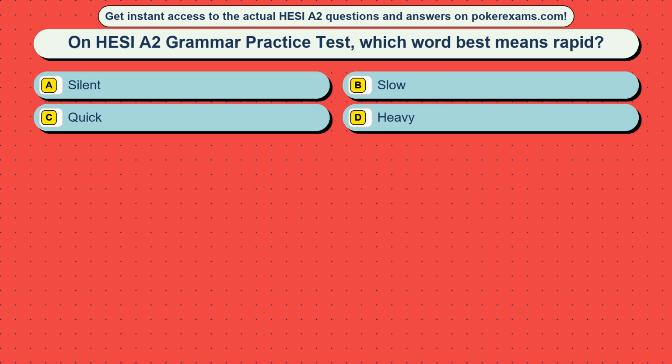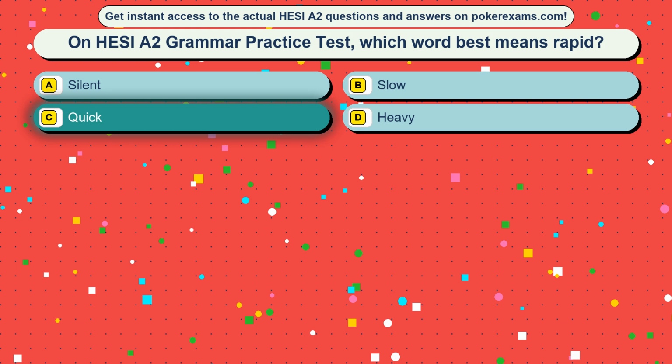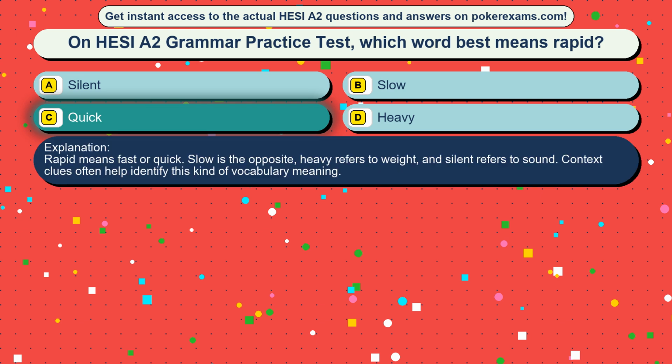Question 44. On HESI A2 grammar practice test, which word best means rapid? Option A, silent. Option B, slow. Option C, quick. Option D, heavy. The correct answer is option C, quick. Rapid means fast or quick. Slow is the opposite, heavy refers to weight, and silent refers to sound. Context clues often help identify this kind of vocabulary meaning.